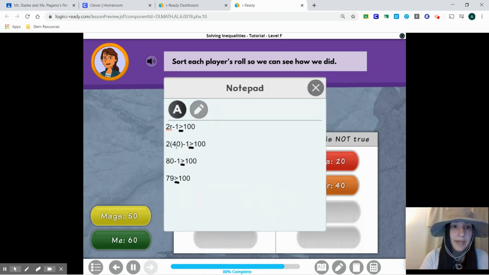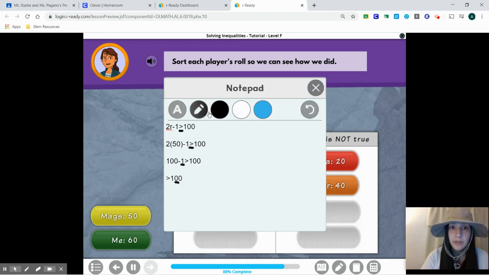Match the same. Pull up our notepad. We're going to delete this and we're going to delete this. Everything else is going to stay the same. Mags is 50. So instead of substituting in 40, we're substituting in 50. Combine like terms. 2 times 50 is going to give us 100. So we're going to have 100. Everything else is coming straight down.